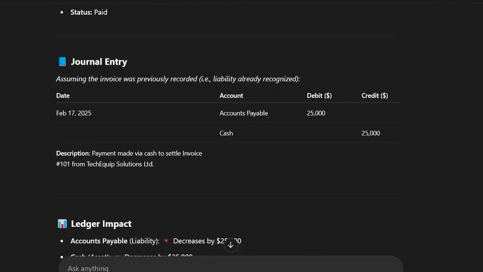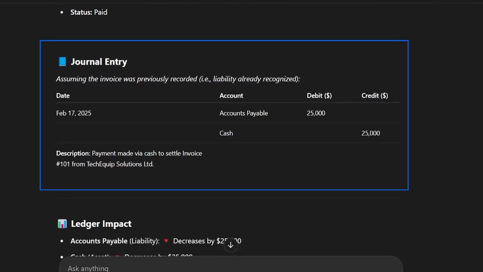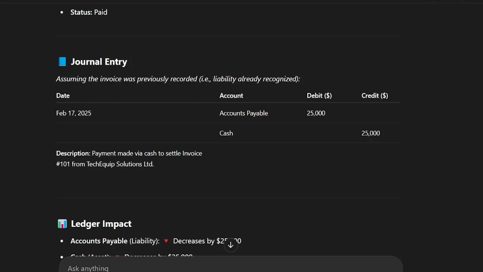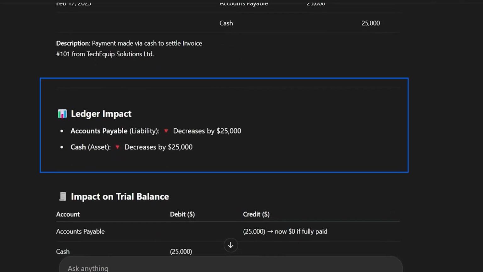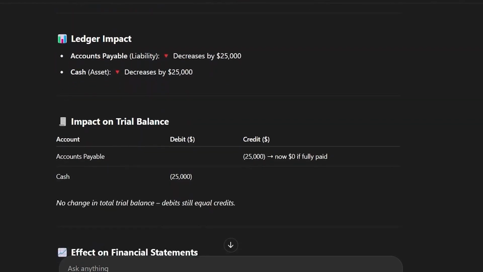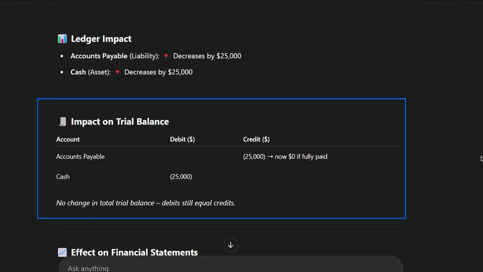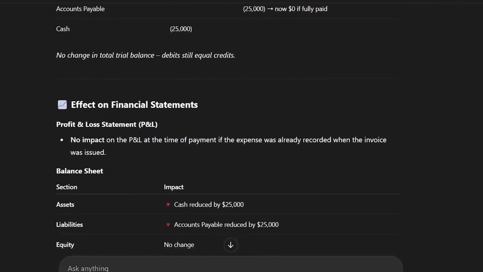The journal entry shows a debit to accounts payable for $25,000, reducing the outstanding liability, and a credit to cash for the same amount, reflecting the outflow of funds. ChatGPT explains that this entry clears the vendor obligation and decreases the business's available cash. In terms of ledger impact, both accounts payable and cash decrease by $25,000. ChatGPT notes that this has no effect on the total balance of the trial balance. Debits and credits remain equal. The change simply shifts values within the balance sheet accounts.